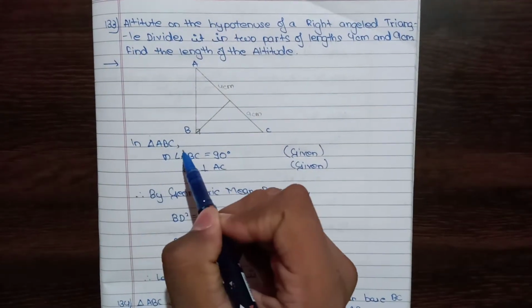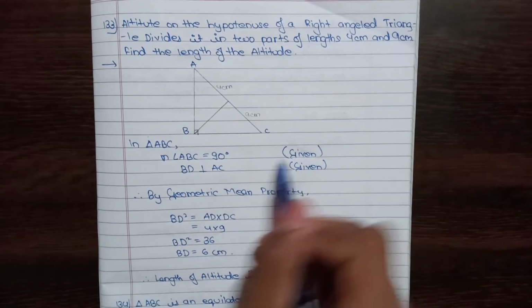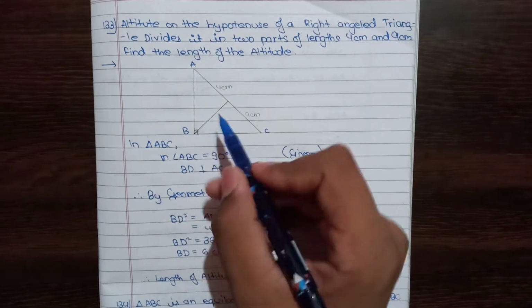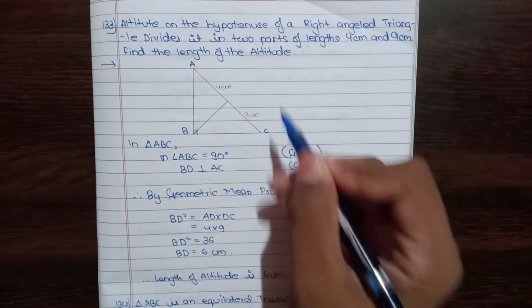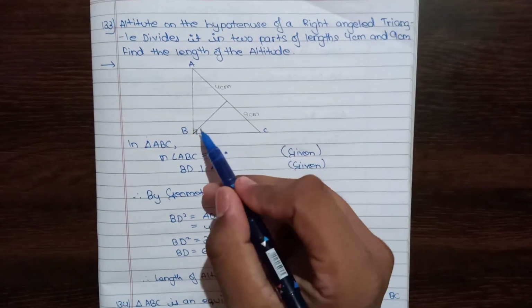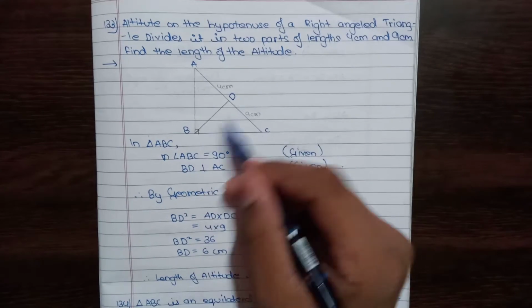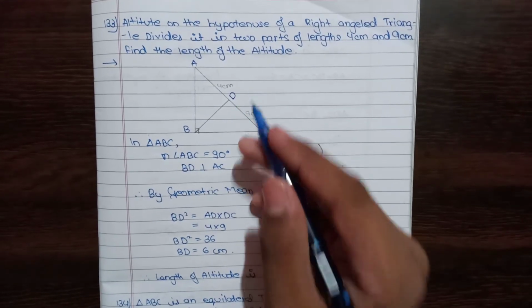So in triangle ABC, measure angle ABC equals 90-degree, and it is given BD is perpendicular to AC, as you can see. So it is also given. Now what we have to find is, let us say that it is point D. So what we have to find is BD.